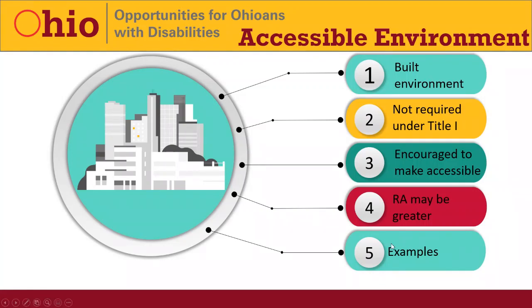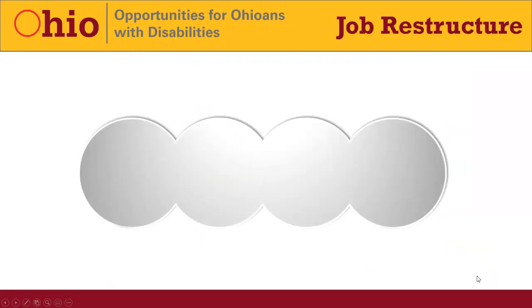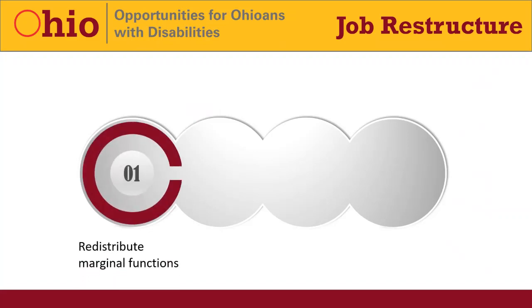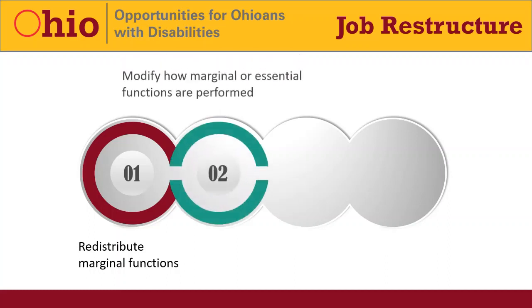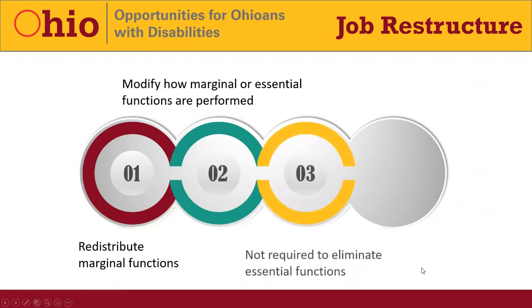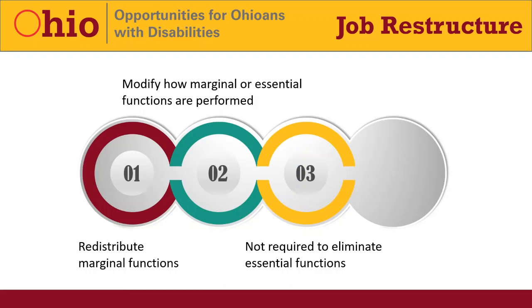So Julie, how about restructuring a job? What examples do you have for this kind of accommodation? Dennis, this reasonable accommodation includes either redistributing the marginal functions of a job or modifying how marginal or essential functions of the job are performed. As a reminder, the essential functions are those fundamental and critical duties of the job, and marginal functions are those duties which are not as critical. Now, employers do not have to eliminate or redistribute essential functions of the job as a form of reasonable accommodation, as we mentioned earlier, but they can if they want to.